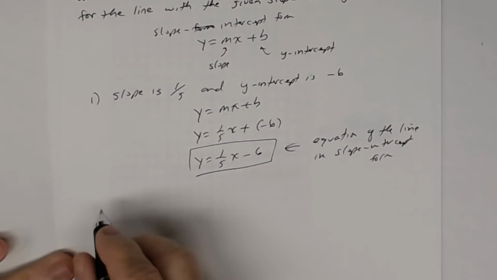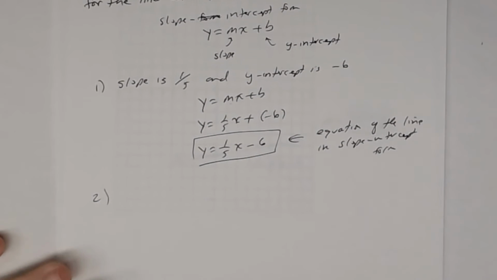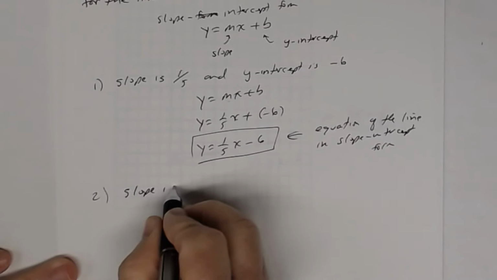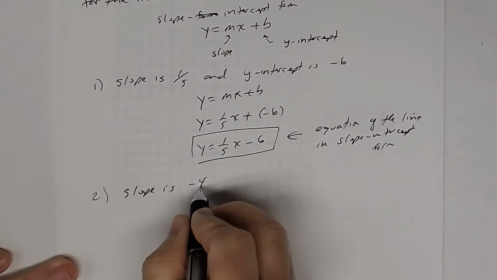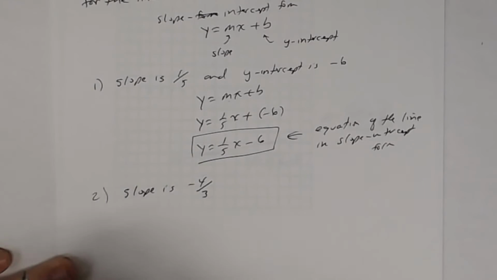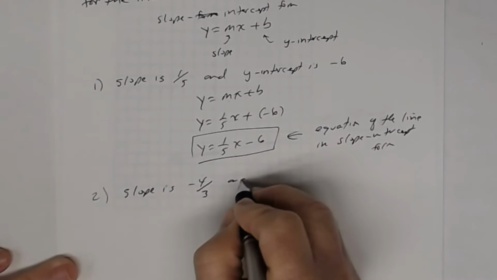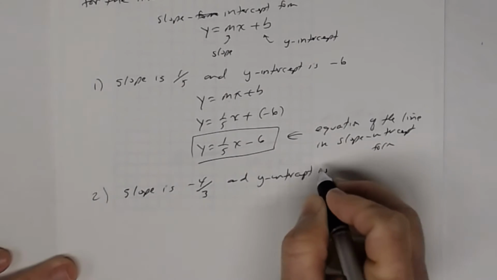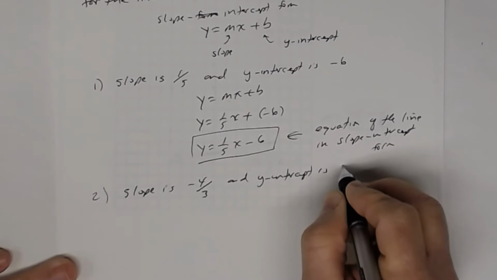All right, so let's look at number 2. Let's do another one. So number 2, let's suppose this time that the slope is -4/3, and the y-intercept is 2.